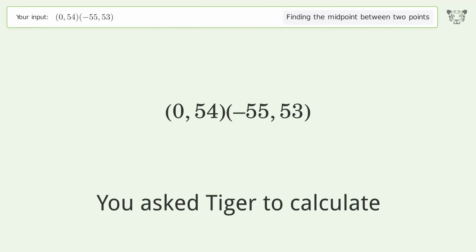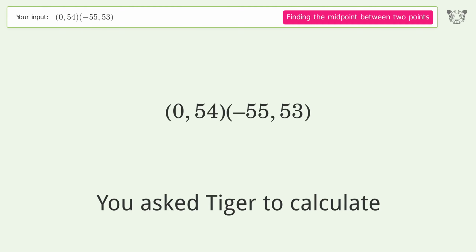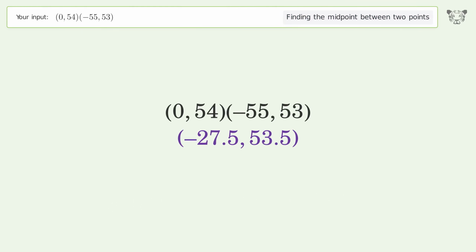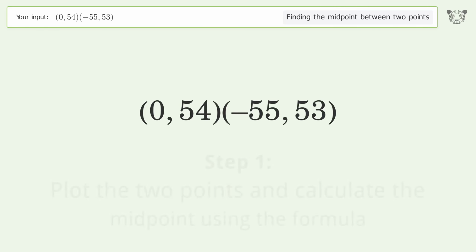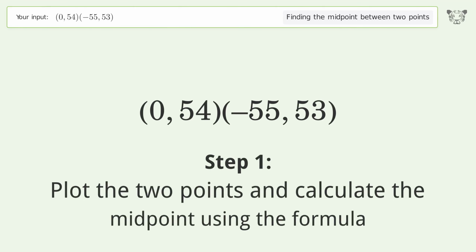You ask Tiger to calculate. This deals with finding the midpoint between 2 points. The midpoint between the 2 points is negative 27.5, 53.5. Let's solve it step by step. Plot the 2 points and calculate the midpoint using the formula.